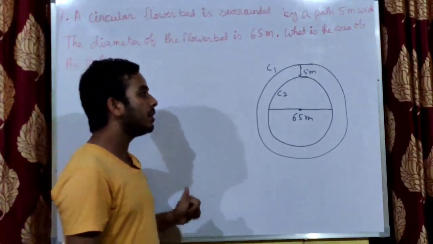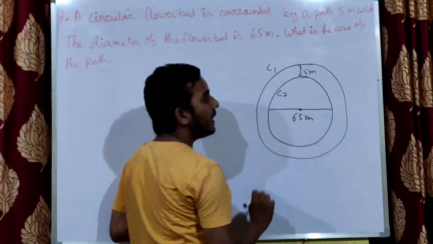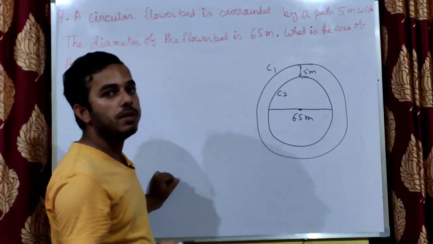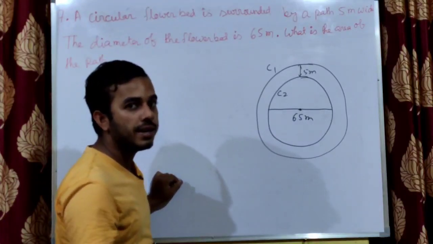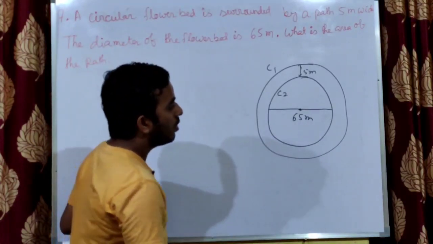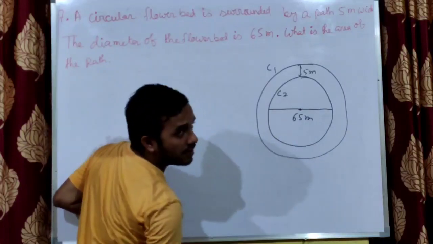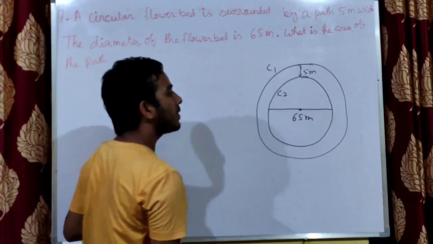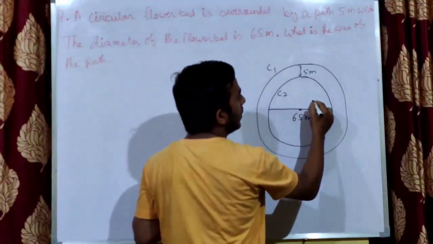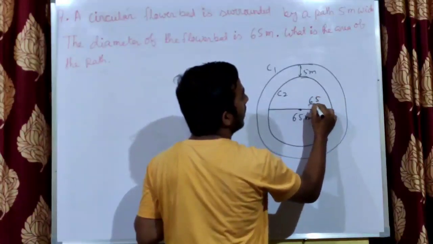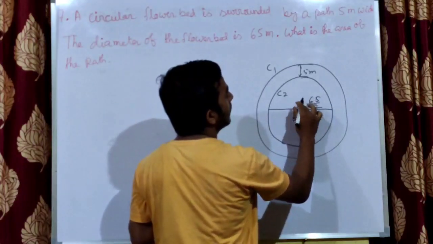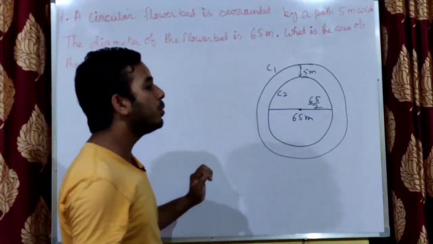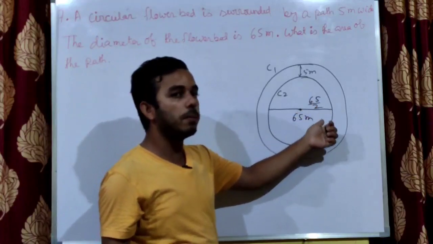So how will you find it? Now look here. For finding area, we must have its radius, either radius or diameter. So for circle 2 we have diameter 65, right? From this we can find out our radius. So it will be how much? It will be 65 divided by 2, that is r equals d by 2.